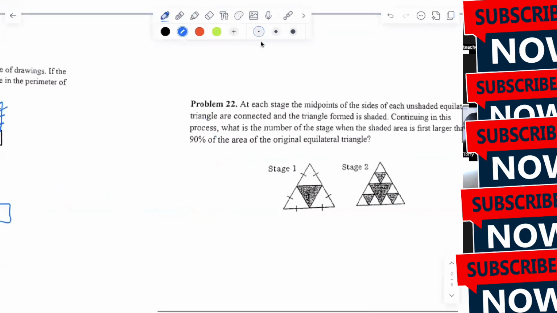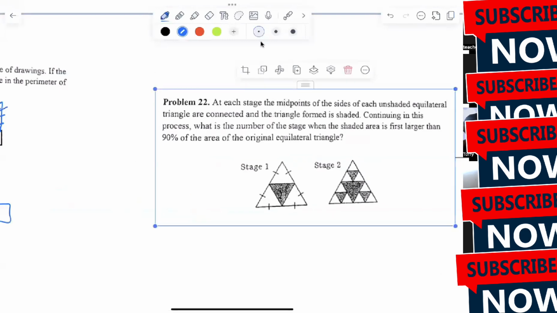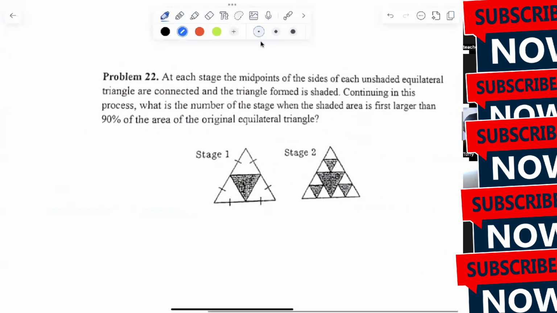At each stage, the midpoints of the sides of each unshaded equilateral triangle are connected and the triangle formed is shaded. Continuing in this process, what is the number of the stage where the shaded area is first larger than 90% of the equilateral triangle? So basically, how are we supposed to solve this question? This question looks kind of tough, but notice that we've encountered some type of problem like this before.